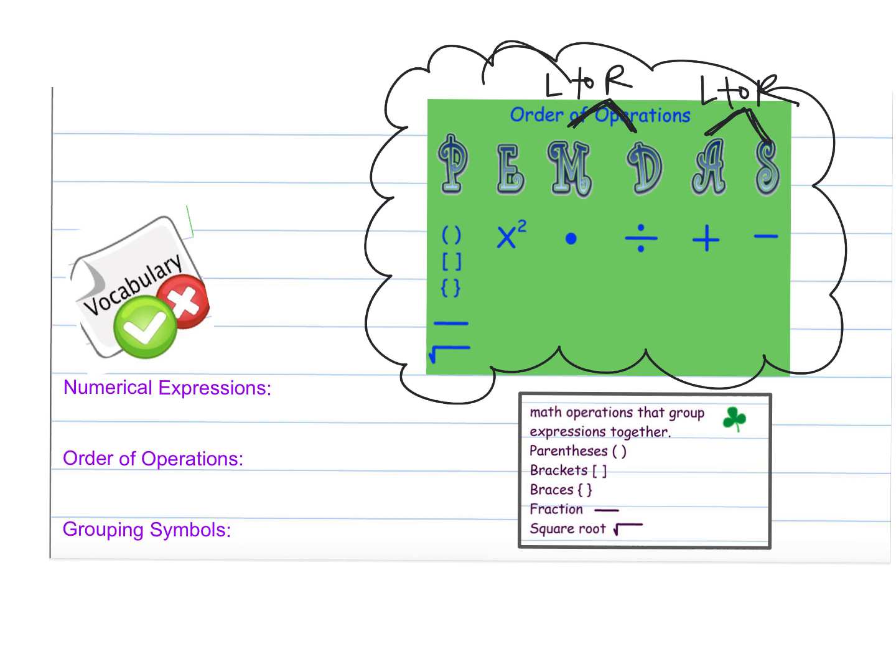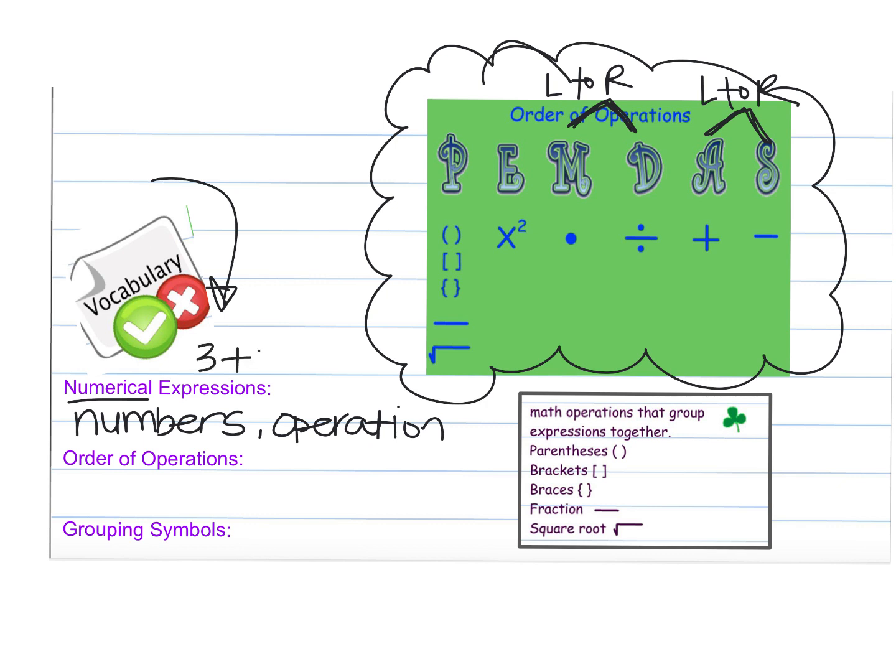And then some vocab words to write down. A numerical expression. Numerical means numbers. So a numerical expression has at least two numbers with at least one operation. So adding, subtracting, multiplying, dividing. So 3 plus 2, 4 times 6 plus 3. Those are all numerical expressions.